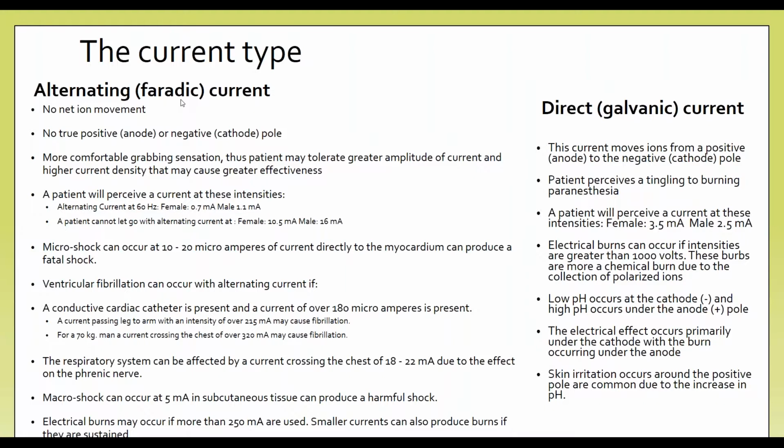Since it's switching between positive and negative, you really aren't moving ions at all with faradic current or alternating current. With direct current, on the other hand, you are moving ions. If you put a positive over an area, you're going to draw negative ions to that area, which raises the local pH level. If you do a negative pole or a cathode over the area, you're going to draw more positive ions to the area and lower the pH.